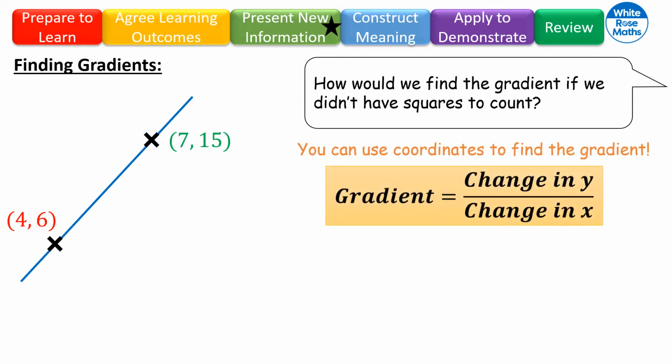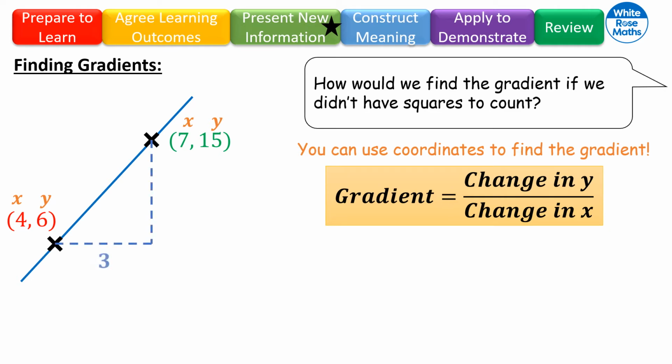Now, this formula here: gradient equals change in y divided by change in x. This is how you find the gradient using coordinates without counting. Change in y means the difference in your y values. The change in x means the difference in your x values. I put on the diagram x and y because each coordinate has an x and y value. We know that already. So what I'm going to do is work out the difference in the y coordinates and the difference in the x coordinates.